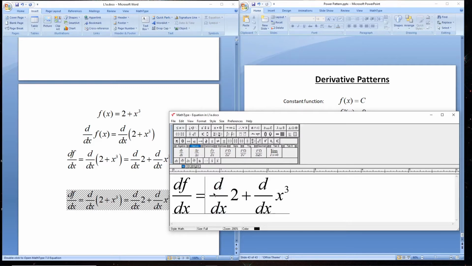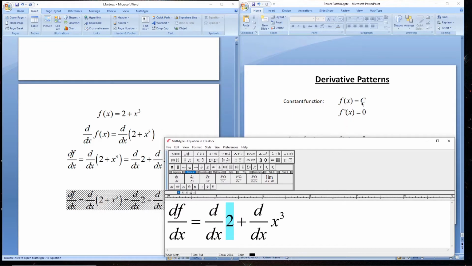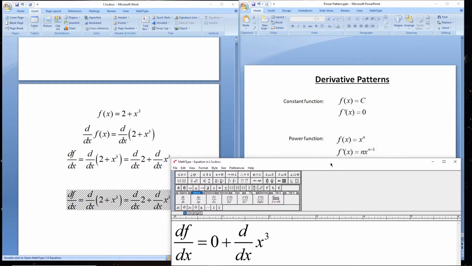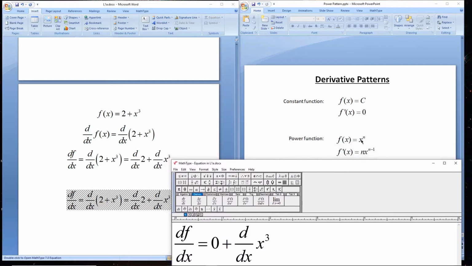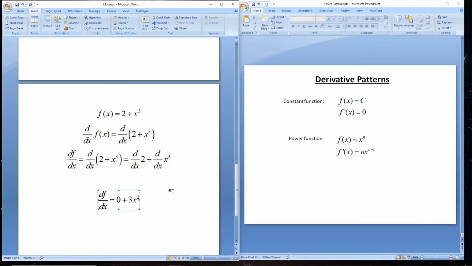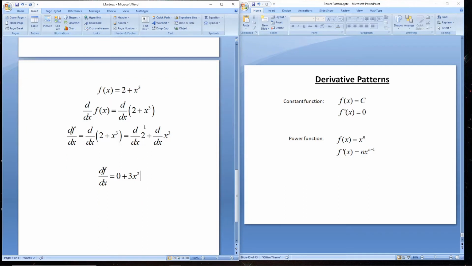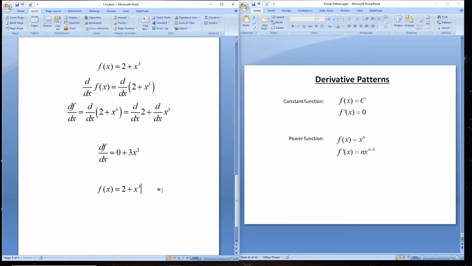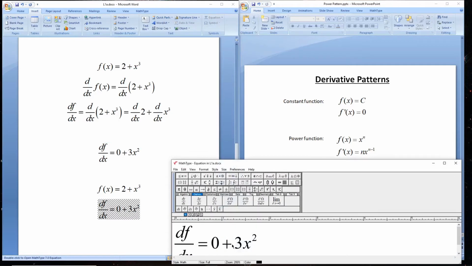So, what is the derivative of a constant? Well, that's our first pattern. The derivative of a constant is always 0. And what's the derivative of x cubed? Well, x cubed is our power function. And the derivative of x cubed will be 3x squared. And that's our answer. Here is our function. And here is our derivative.